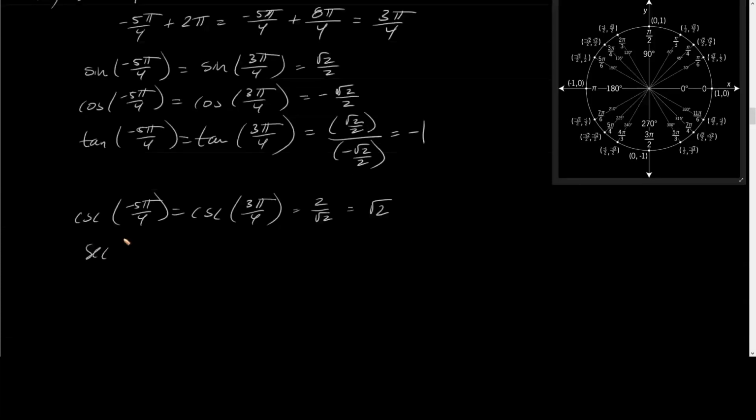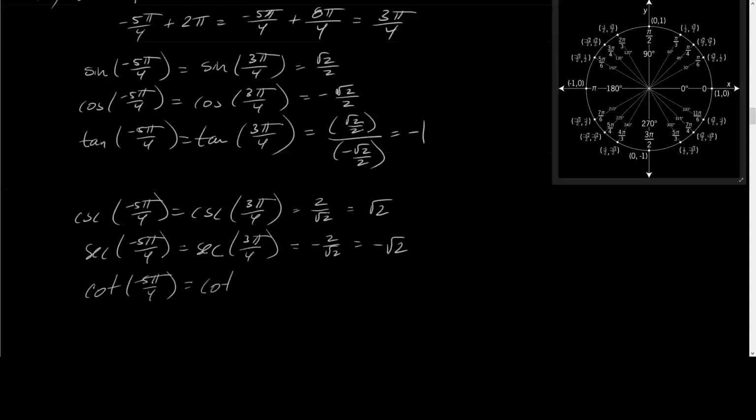For secant, secant of negative 5 pi over 4 would be simply secant of 3 pi over 4, which would be 2 over negative radical 2, right? I'm taking the reciprocal of this. So at that point we say that's going to be just simply negative radical 2. And for cotangent of negative 5 pi over 4, which would be simply cotangent of 3 pi over 4, the reciprocal of negative 1 is just negative 1. All right, so that is how we deal with negative angles.